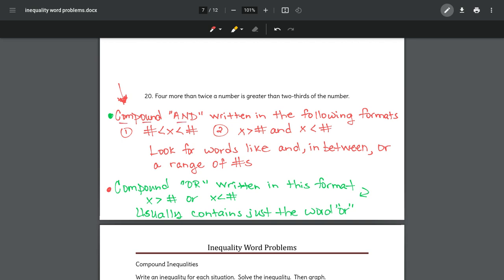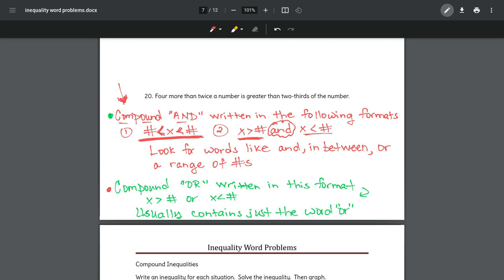So compound and, if you have a word problem that indicates that it's a compound and inequality, it's going to be written in the following formats. Number one, you'll see your variable or variable expression in between two numbers and two inequality symbols. Or you can actually separate the two inequalities and just use the word and.